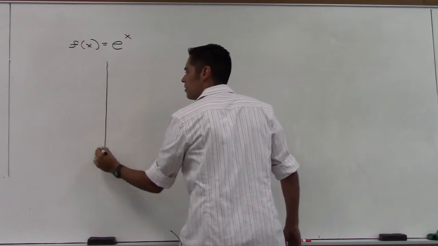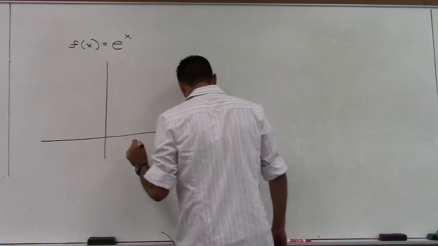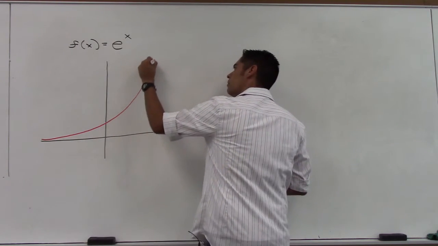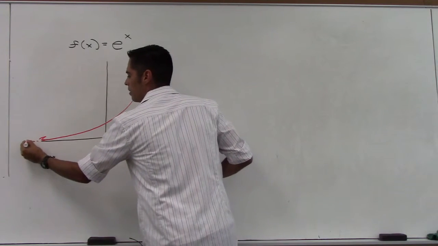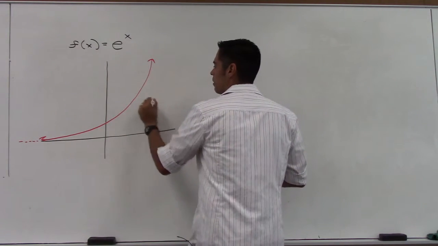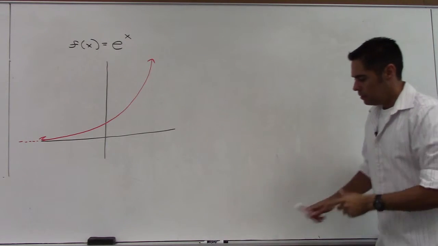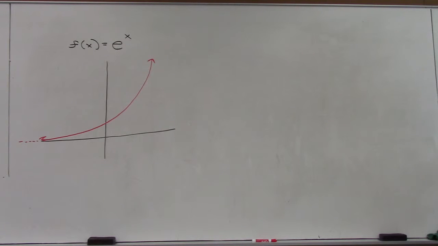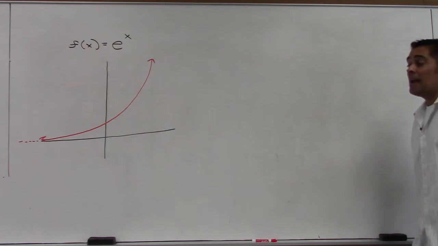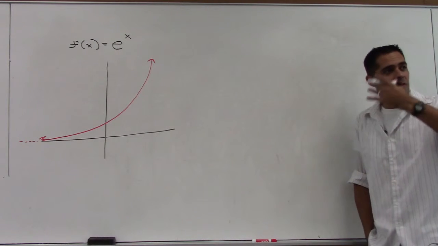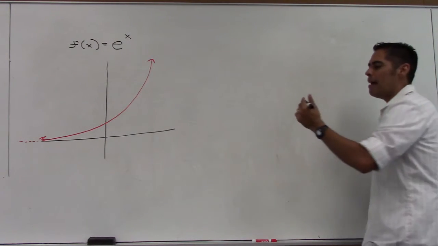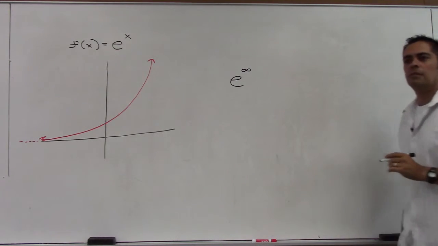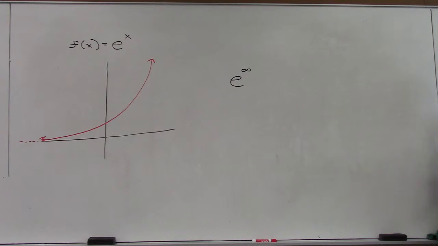The graph of this is an example of exponential growth. It has a horizontal asymptote that way, right? So what would happen if I had some expression, and again, I'm having you think infinitely right now. What would happen if I took something like e and raised it to the infinity? How would that behave?